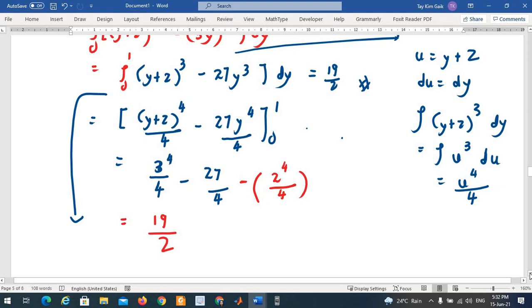Or you can use the substitution technique. Let u be y plus 2, du is dy, so integrating y plus 2 cubed dy becomes integrating u cubed du. So you have u power 4 over 4, where u is y plus 2. Then integrating 27y cubed gives 27y power 4 divided by 4, from 0 to 1. The mistake in the answer was actually forgetting to put in the calculation at 0. When you plug in 0, we have 2 power 4 over 4. That's why the correct answer is what the calculator provided.